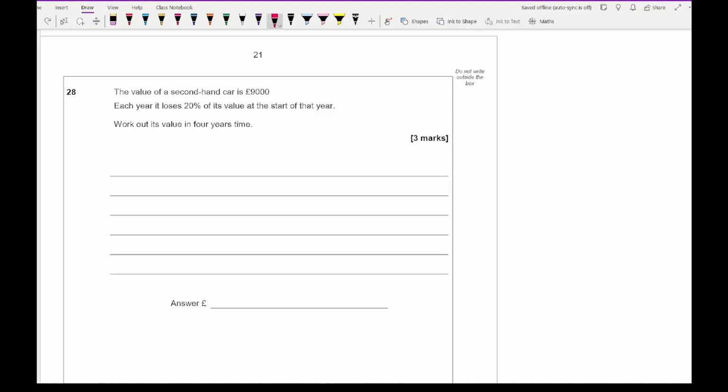Now, there's two ways in which you could do this. You could work out using compound interest, so we do the original amount. Now, 20% decrease, well, if we always start with 100%, taking away 20 would give us 80%. That, as a decimal, is 0.80. And we want to raise that to the time, which is 4. So if I type that all into my calculator, I get 9,000 multiplied by 0.8 to the power of 4, and it comes up to an answer of £3,686 and 40p. So I can just write that down as my final answer.